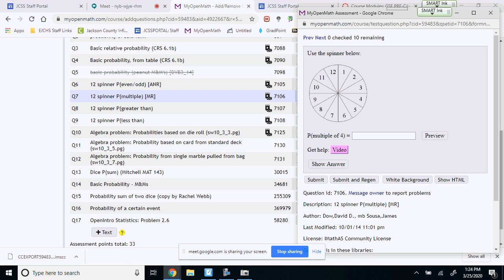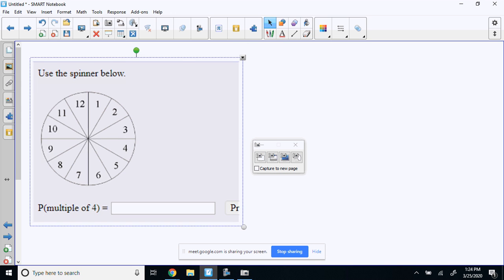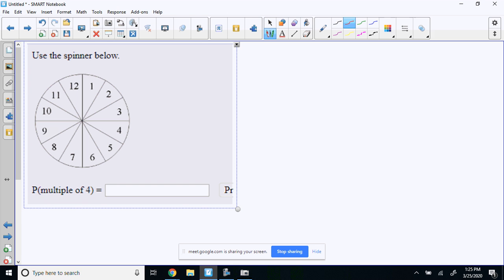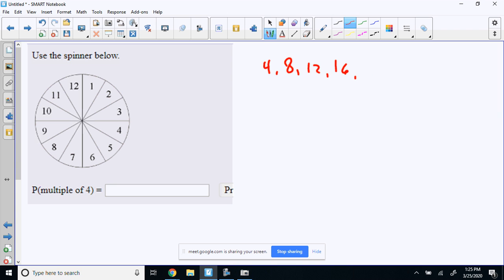Oh, multiple of 4. All right. So multiples of 4, right, would be 4, 8, 12, 16, 20, right? Okay. So let's count how many of these we have. 1, 2, 3, 4, 5, 6, 7, 8, 9, 10, 11, 12. So we have a total of 12.